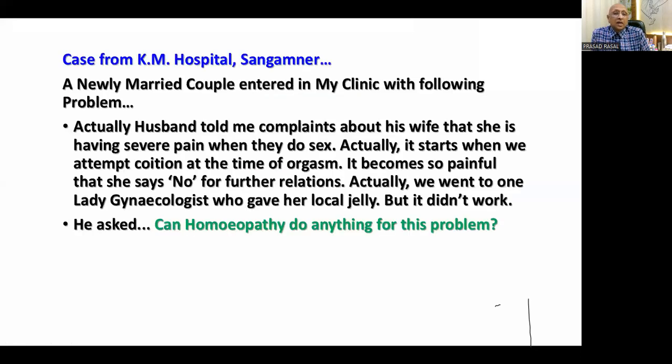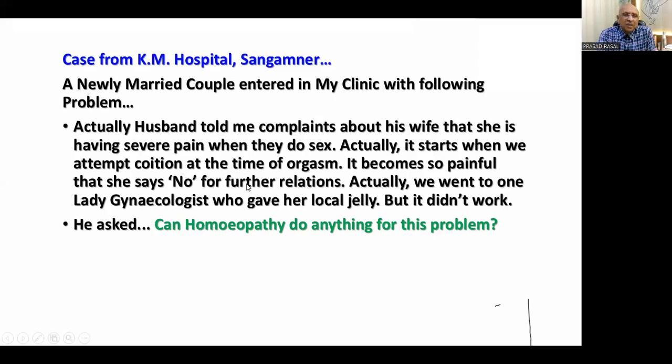This case number 7 was again from my OPD early in my practice. A newly married couple entered my clinic with the following problem. Actually, the husband told me complaints about his wife that she is having severe pain when they have sex. They were just married 2 or 3 months back. Actually, it starts when we attempt coition, at the time of orgasm. It becomes so painful that she says no to further relations. We went to one lady gynecologist who gave her local jelly, but it didn't work. He asked, can homeopathy do anything for this problem?